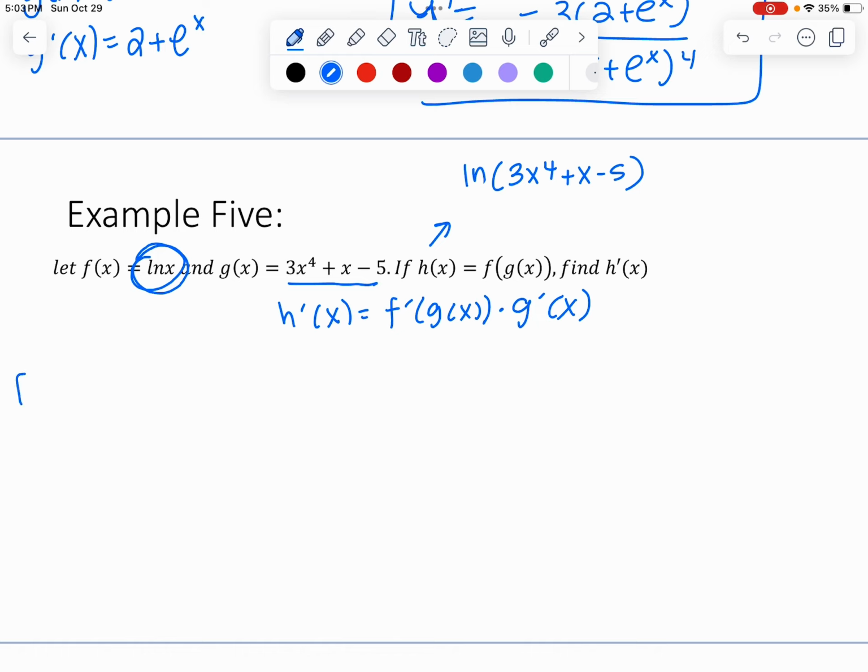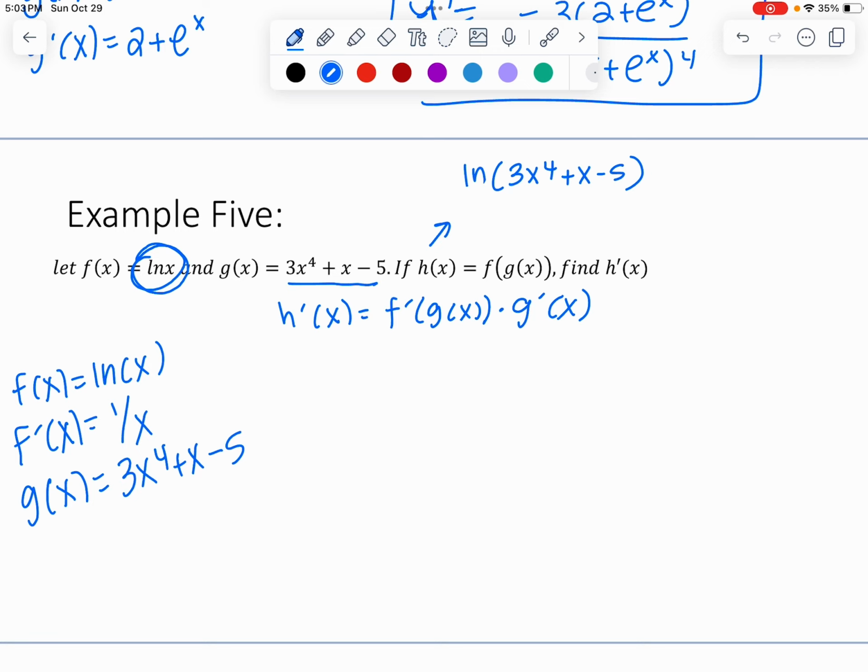So the outside function is the natural log of x. The derivative of the natural log is 1 over x. The inside function is 3x to the fourth power plus x minus 5. Its derivative is 12x cubed plus 1. So all of the hard work has been done now.